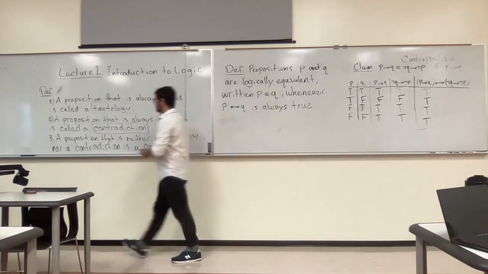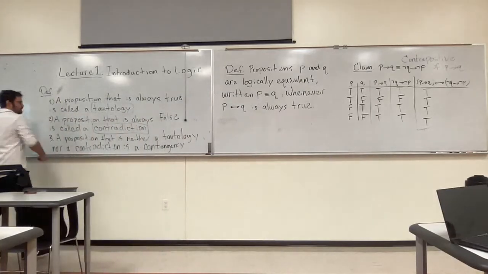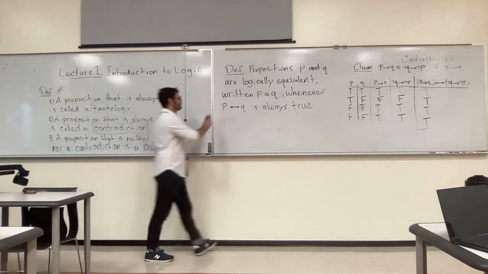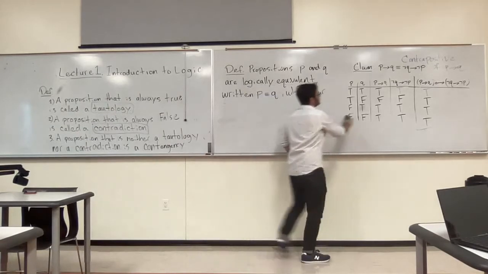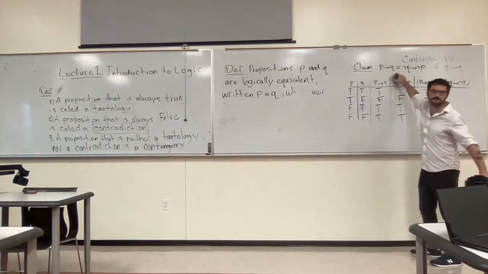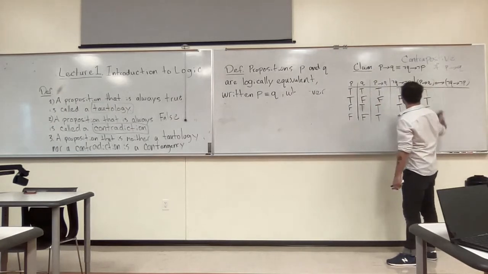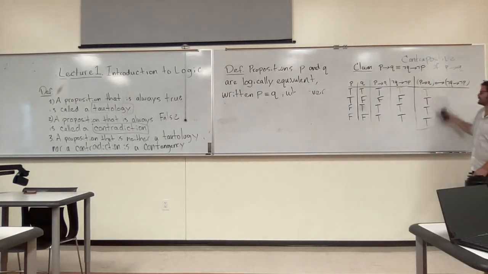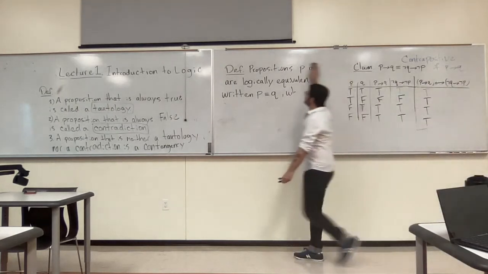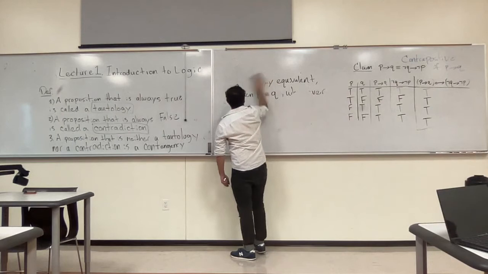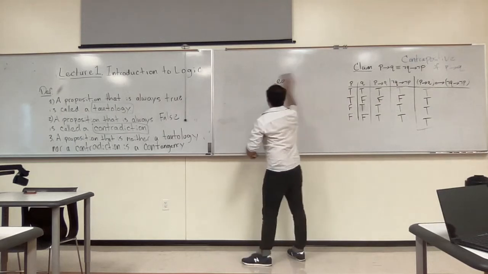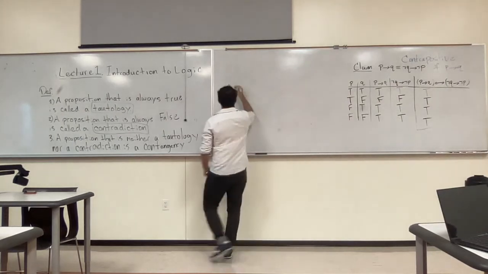Okay. But maybe we should look at examples of these. Like this is a tautology. This is always true. I mean, that's equivalent to saying this, and this is a tautology. It's always true. So let's look at some.